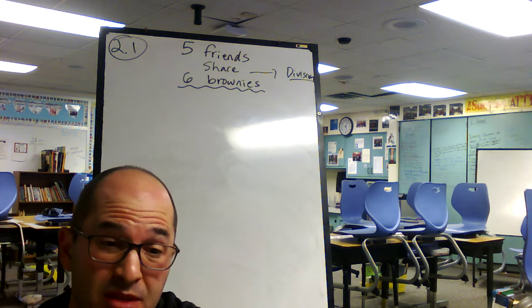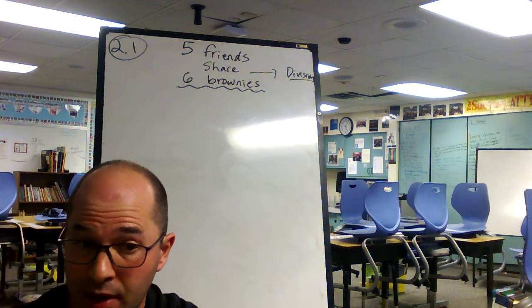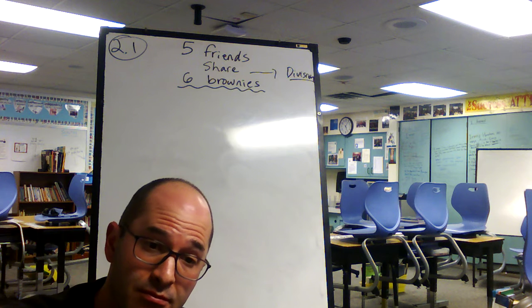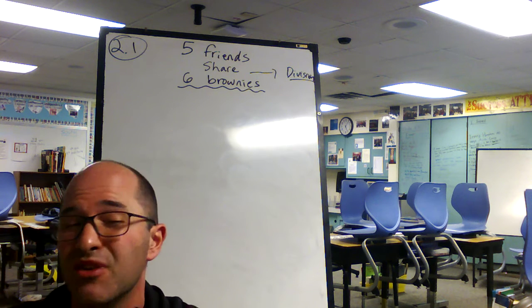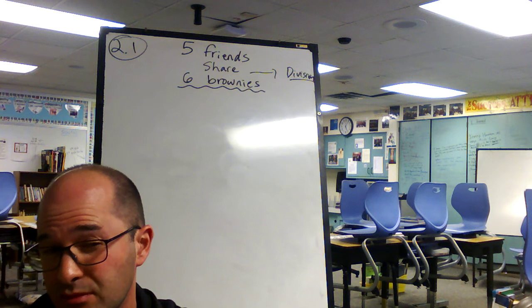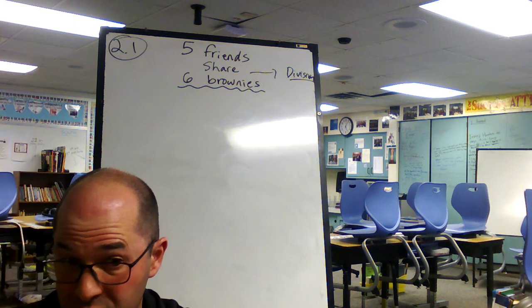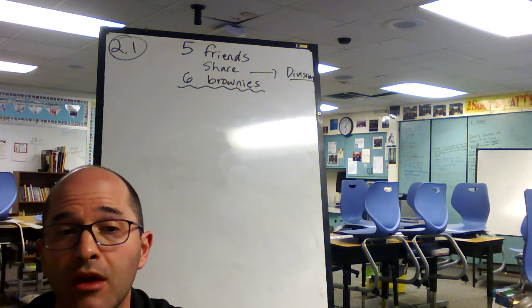In multiplication, it doesn't matter what order you put the numbers in. In addition, it doesn't matter the order, right? 5 times 6 is the same as 6 times 5. 5 plus 6 is the same as 6 plus 5. But in division, it does matter. 4 cookies divided by 2 friends is different than 2 cookies divided by 4 friends, right? Way different. So it does matter.